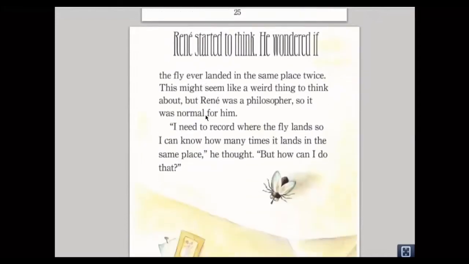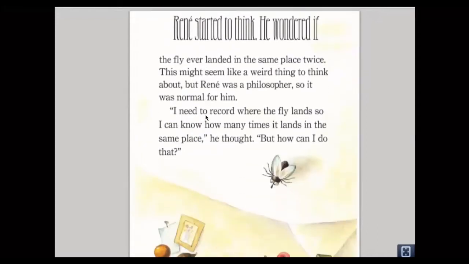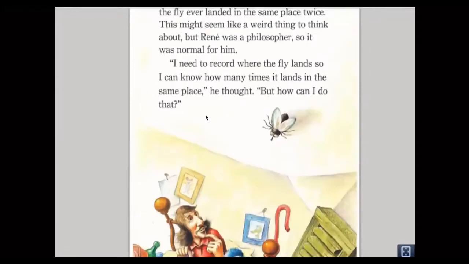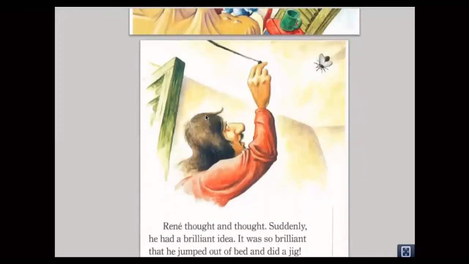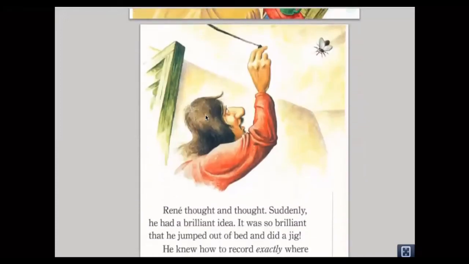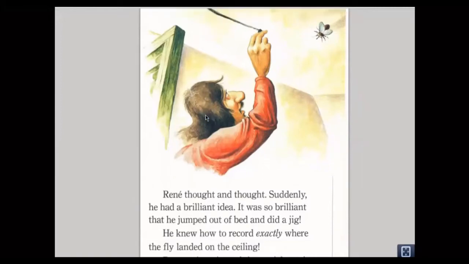René started to think. He wondered if the fly ever landed in the same place twice. This might seem like a weird thing to think about, but René was a philosopher, so it was normal for him. I need to record where the fly lands so I know how many times it lands in the same place, he thought. But how can I do that? René thought and thought. Suddenly he had a brilliant idea. It was so brilliant that he jumped out of bed and did a jig. He knew how to record exactly where the fly landed on the ceiling.